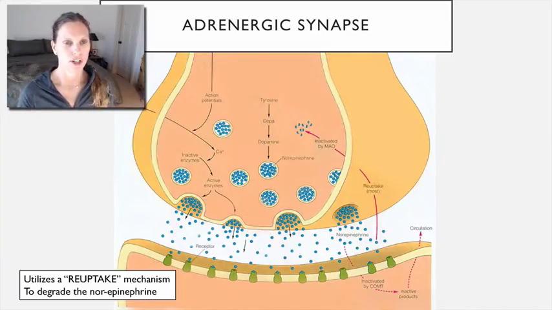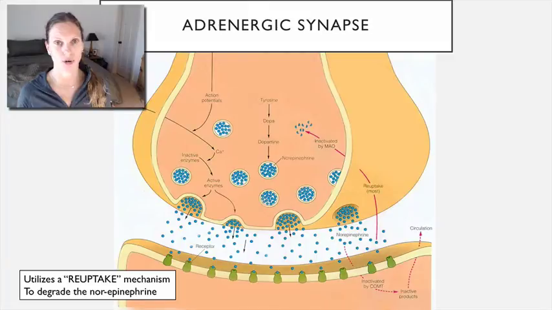So what we have here is what we call an adrenergic synapse. We're going to become very familiar with the two terms adrenergic and cholinergic. A neuron that releases norepinephrine is referred to as an adrenergic neuron. The reason for that is because norepinephrine used to be called adrenaline, and adrenergic comes from adrenaline.